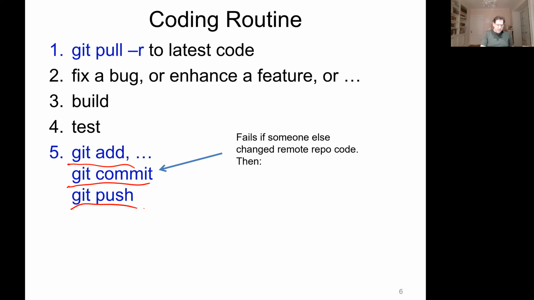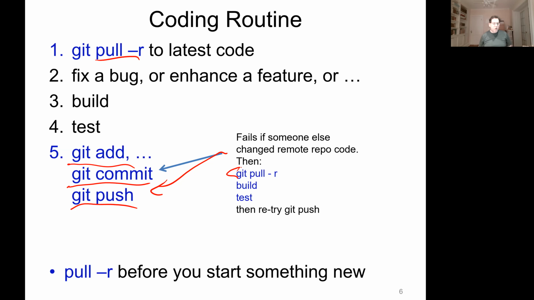Sometimes when you do that, this push will fail if someone else has changed the remote repo code since your last pull. Don't panic. All you do then is you do a git pull, you build, and you test again to make sure everything's okay, and then you can retry the push. Okay, so you're going to do that over and over again.